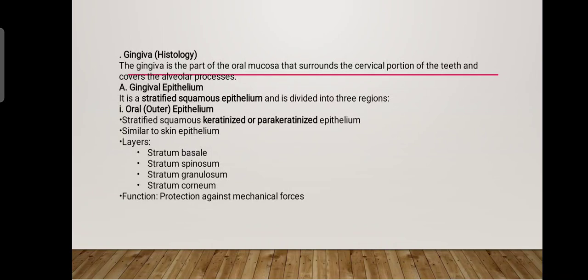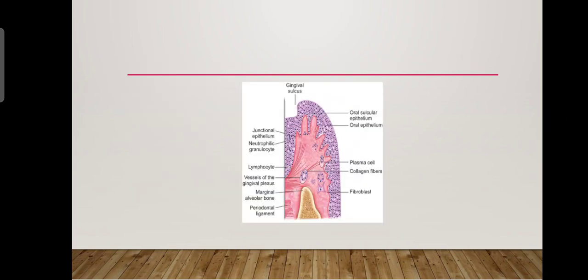It is a stratified squamous epithelium and is divided into three regions. The oral outer epithelium is stratified squamous, keratinized or parakeratinized epithelium, depending upon its location. Similar to skin epithelium, the layers of epithelium are stratum basale, stratum spinosum, stratum granulosum, and stratum corneum. Corneum is the outward layer containing keratin, then granulosum, then spinosum, and then basale. The function of gingival epithelium is protection against mechanical forces.